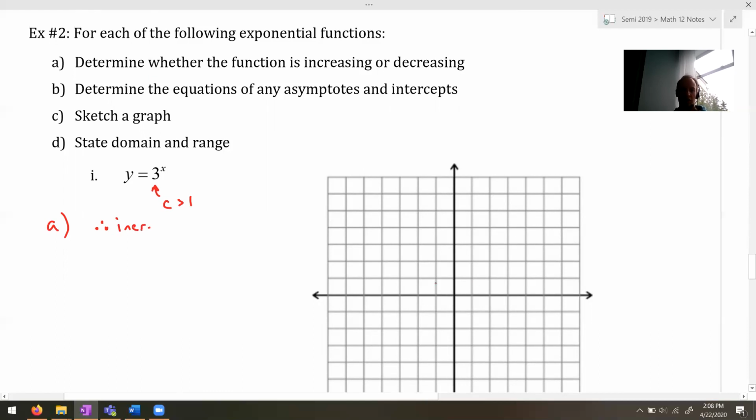So all this is saying is our graph is going to have roughly this shape. It's going to be going up as we go from left to right. And that's just good to understand.